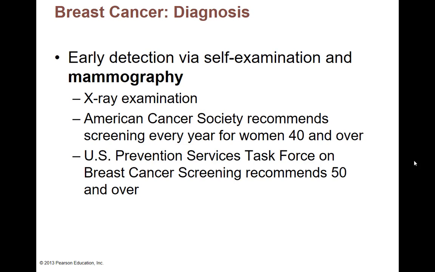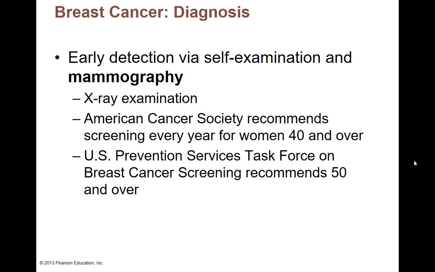The American Cancer Society recommends every year starting at the age of 40 and up. The U.S. Prevention Services Task Force recommends mammograms every year starting at 50. Which one do you think your insurance wants? I was going to say they want to go with this one. They don't want to start paying for mammograms until you hit 50.